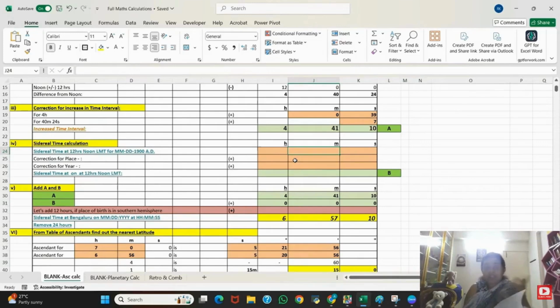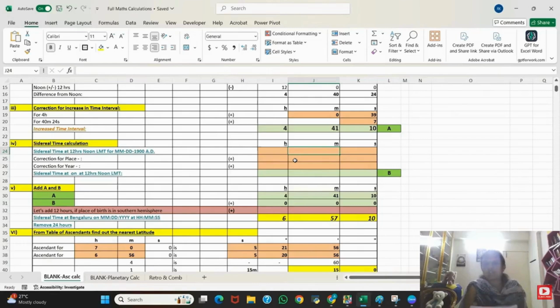Okay, so next, now I'll continue with English, because for the sidereal time calculation I had stopped at the correction for increase in time interval. So now, continuing in English for the sidereal time calculation, I'll again refer back to the table of ascendants. In this book, Table 1 has the sidereal time for all the months and days of 1900 AD.